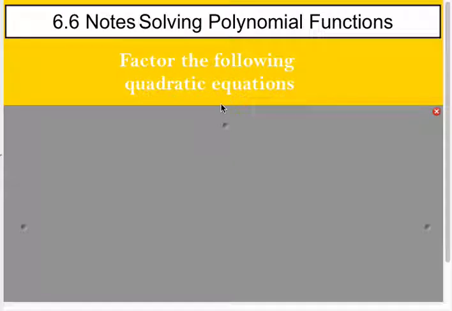Hello class, today we're going to go ahead and look at section 6.6. It's our last section in chapter 6. We're going to be looking at solving polynomial functions. Solving polynomial functions is very similar to how we solved quadratic equations.